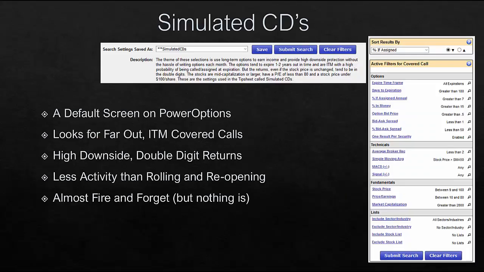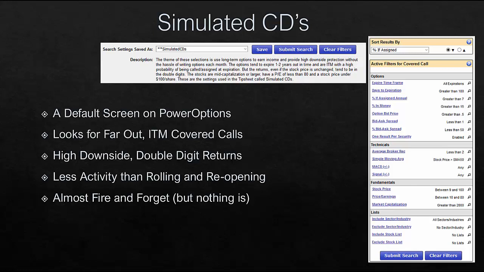What was the simulated CD screen? It's a default covered call search in Power Options that's looking for far out in time, in the money covered calls to give a high downside protection. In other words, how far the stock can fall before you're technically losing money on the position, while still offering the potential for double-digit returns.